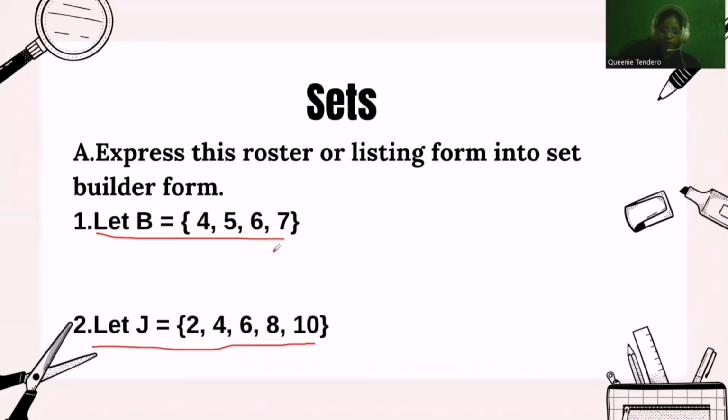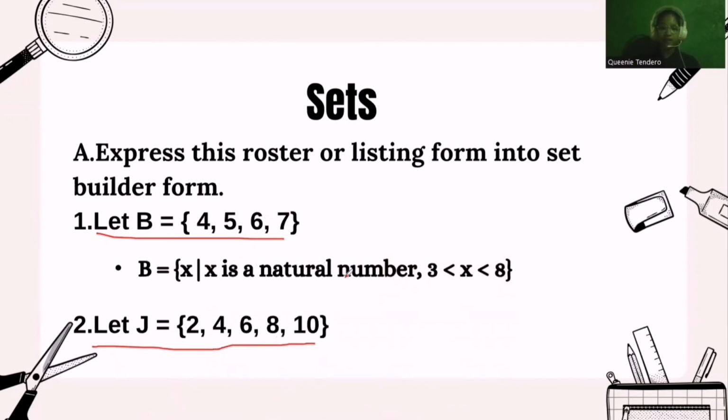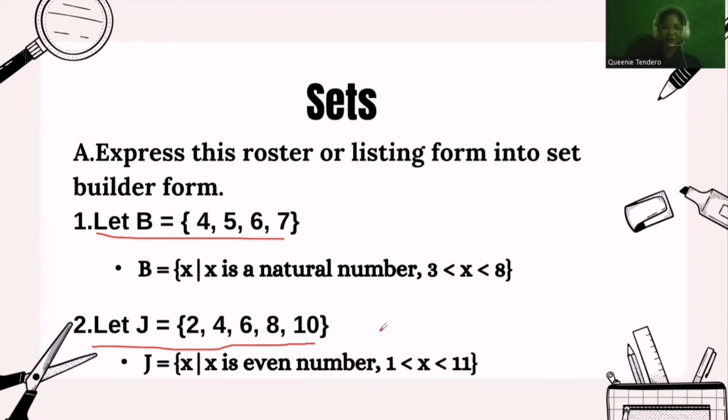What we need to do first is to identify the elements. So for number 1, we have here, let set B is equal to {4, 5, 6, 7}. As you can see, these are all natural numbers, but it has a condition, and that is X should be greater than 3 but less than 8. So if we write this in set builder form, this will be our answer. Set B contains an element X such that X is a natural number, where X is greater than 3 but less than 8. For number 2, who can answer?